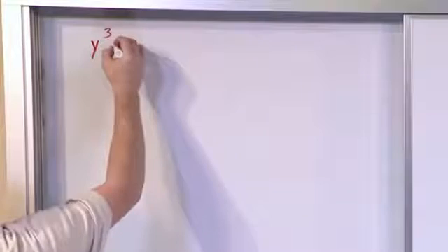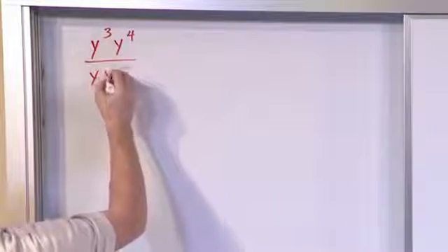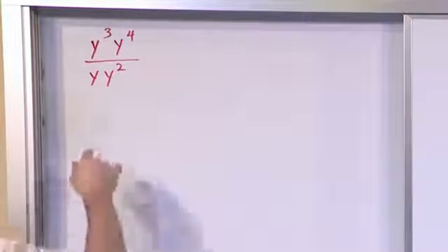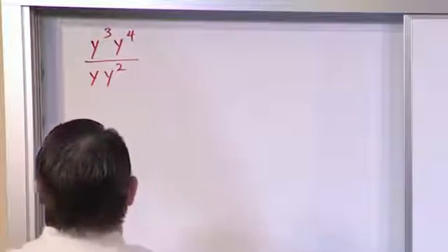All right, what if we had y to the third times y to the fourth over y times y squared? And we want to simplify that. Well, the simplest thing to do would be to combine the top and the bottom and then deal with the fraction later. So let's do that.